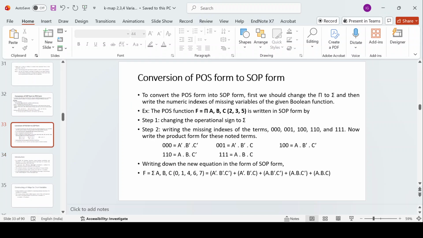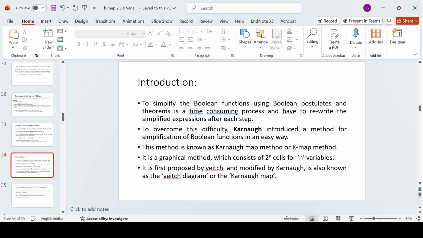So next one is the Karnaugh map. Before going to the Karnaugh map, we should know what is min term, what is max term, what is sum of product and POS. We should know how the functions were created. These things are very important before starting the Karnaugh map.